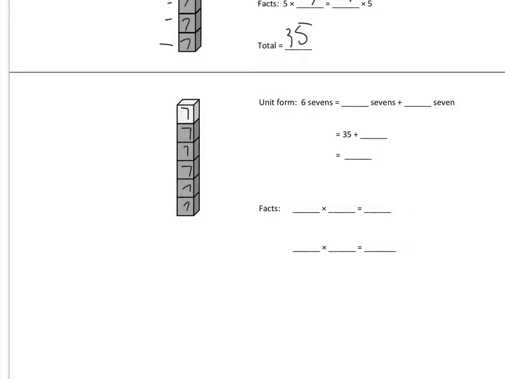Here on this one we have 6 7s. That is the same as, no, this is where it gets tricky. So you have 6 7s, and they're saying 6 7s equals how many 7s plus how many 7s. So you see we have 1, 2, 3, 4, 5 gray ones. So I'm going to write 5 7s. And then we have 1 white one. We're going to call that 1 7. So that equals 35 plus 7, right? Because we have this new one. And 35 plus 7 is 42.